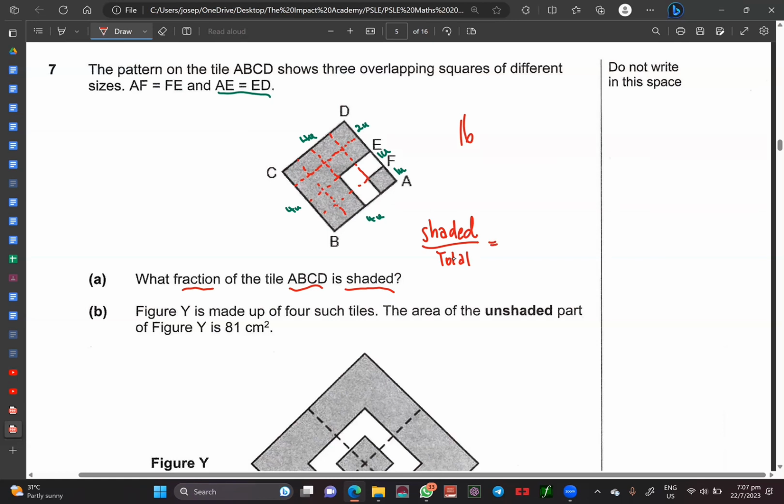what is my shaded? My shaded is basically excluding the unshaded. My total I know is 16, so my shaded is 13. So therefore, your answer for this question has to be 13 over 16.